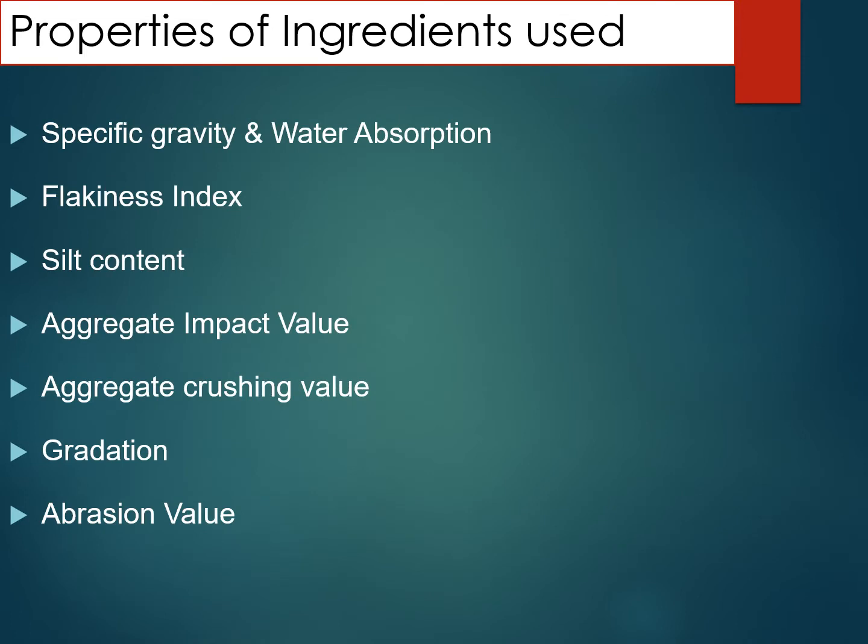Properties of ingredients used to produce concrete: specific gravity and water absorption are to be tested, flakiness index, silt content, aggregate impact value, aggregate crushing value, gradation, and the abrasion value of the aggregates need to be tested for the ingredients or the aggregates which are being used to produce concrete.